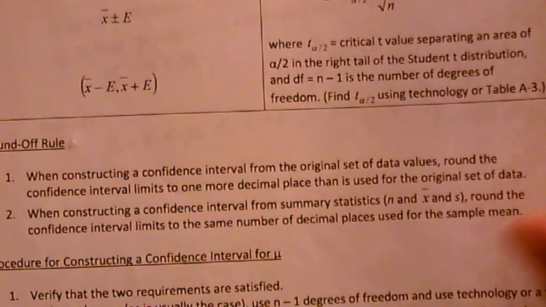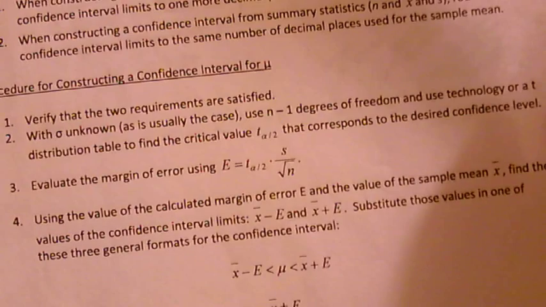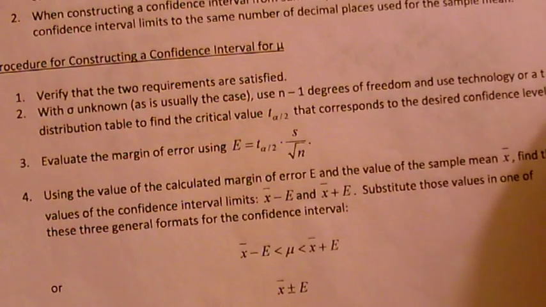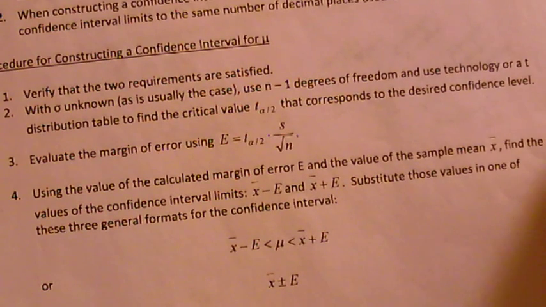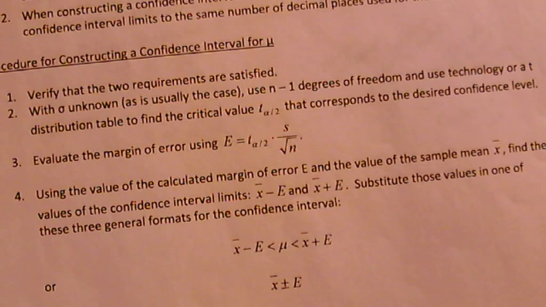Okay. And then next is the procedure for constructing a confidence interval for mu. You want to verify that the two requirements are satisfied, meaning simple random sample and either you have a normally distributed population or n is bigger than 30. When sigma is unknown, as it is in this case, you're going to use n minus 1 degrees of freedom. And use technology or the t-distribution table to find the critical t value that corresponds to that desired confidence level. And then evaluate the margin of error using that formula: E is equal to t of alpha over 2 times s over the square root of n.